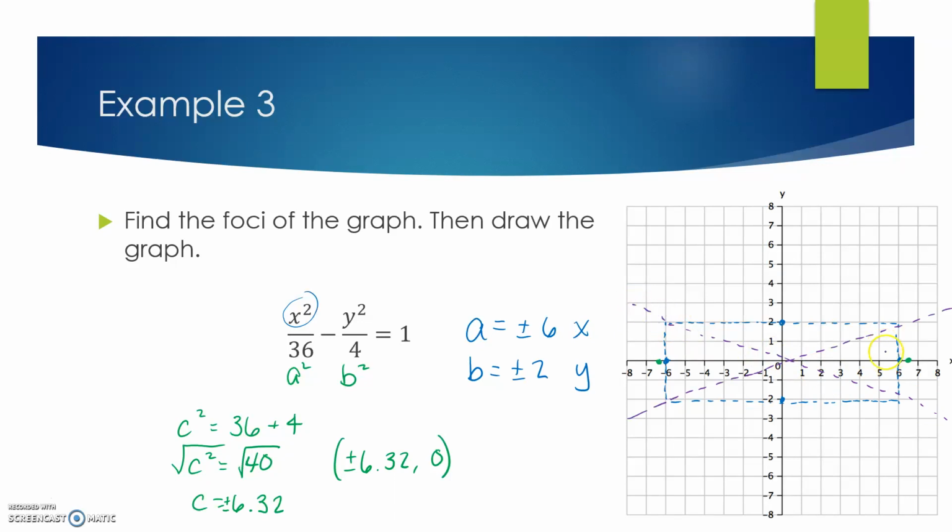All right, so then I already know it has to be x squared, so it's got to open left to right, so it's going to open like this. And that would be it.